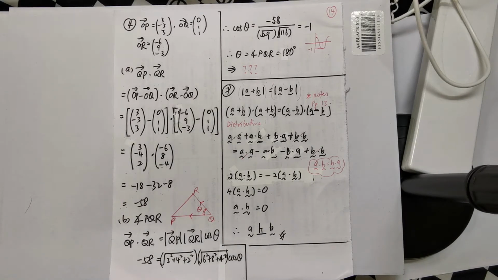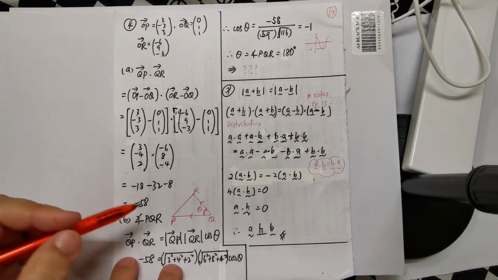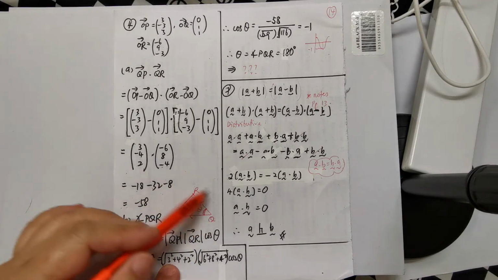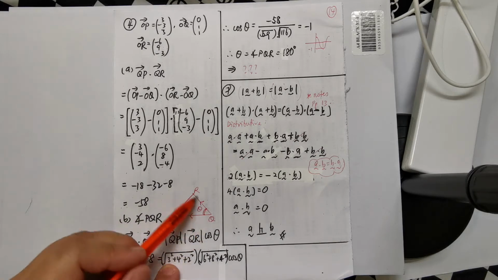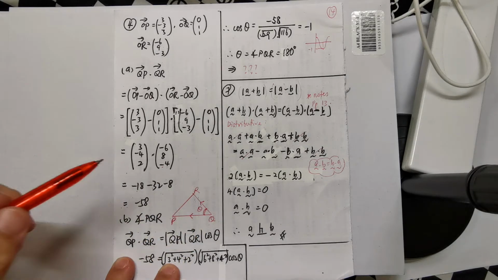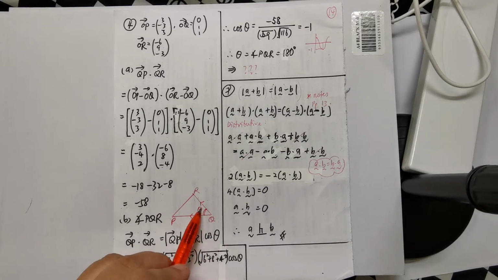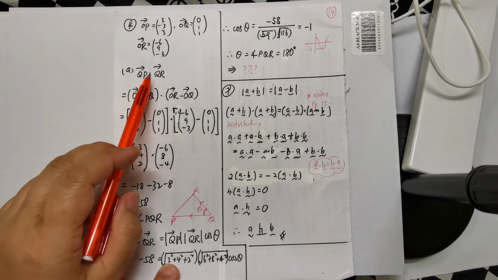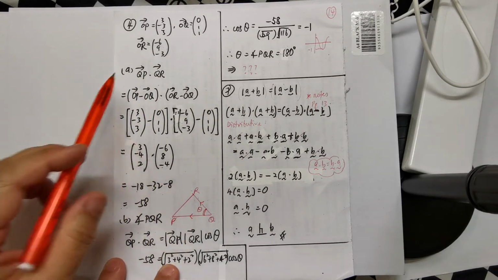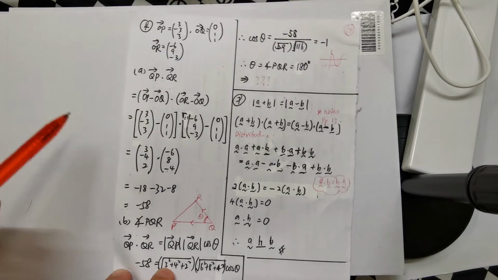Okay. So part B, you're asking to find angle PQR. So I sketch the triangle PQR. Angle PQR means this one. The question 1, this angle. So we know that by using scalar product, to get this angle, you must have QP and QR. Here, you see, this is why they ask you to calculate QP, QR first.